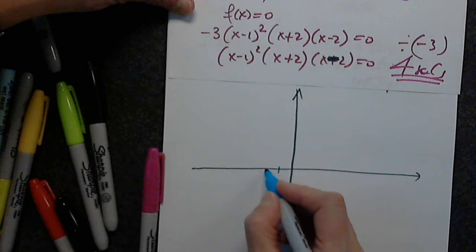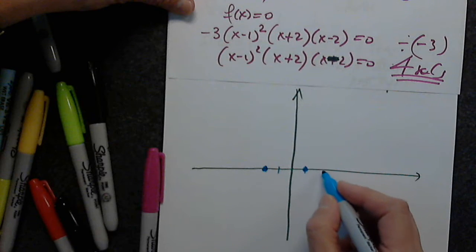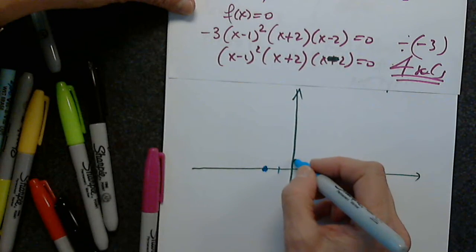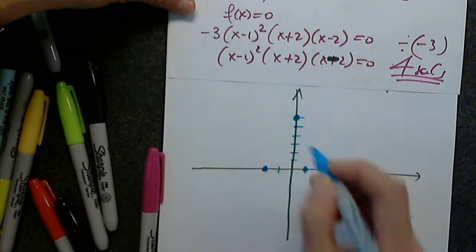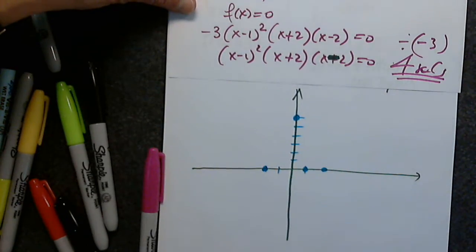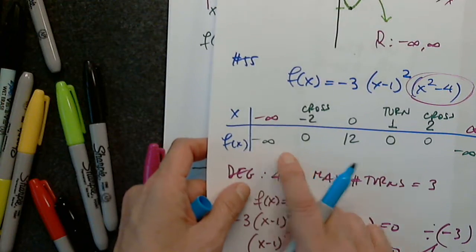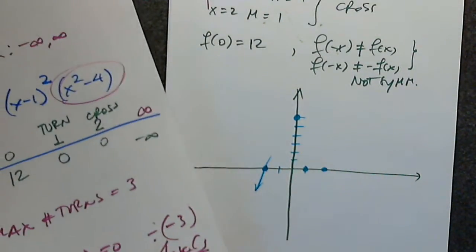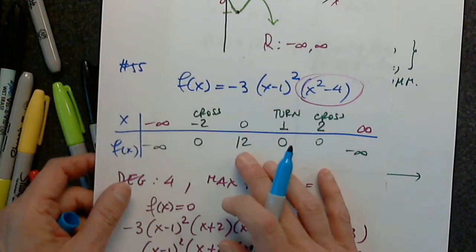So at -2, at 1, and at 2. And 0, 12, 2, 4, 6, 8, 10, 12. I changed the scale a little bit because I ran out of room. So this function is coming from -infinity and crossing here. Somehow it goes to 0, 12.